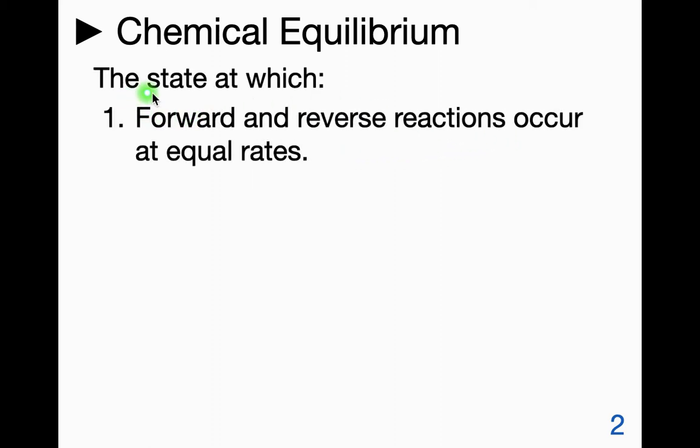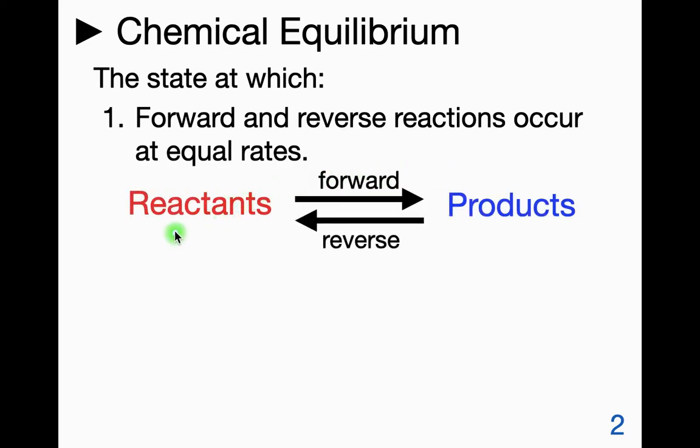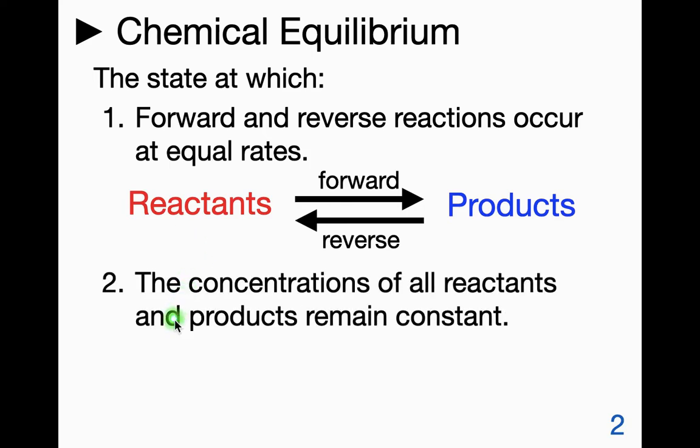Chemical equilibrium. We have two definitions that we use for chemical equilibrium. The first is the state at which the forward and reverse reactions occur at equal rates. So reactants to products can go back from products to reactants. Going from left to right, we refer to that as going in the forward direction. Going from right to left is referred to as going in the reverse direction. Another definition is the concentration of all reactants and products remain constant.